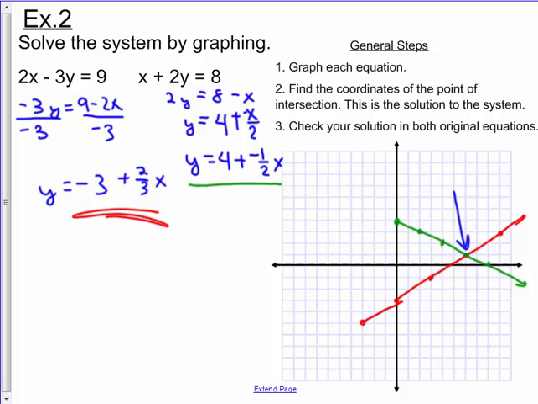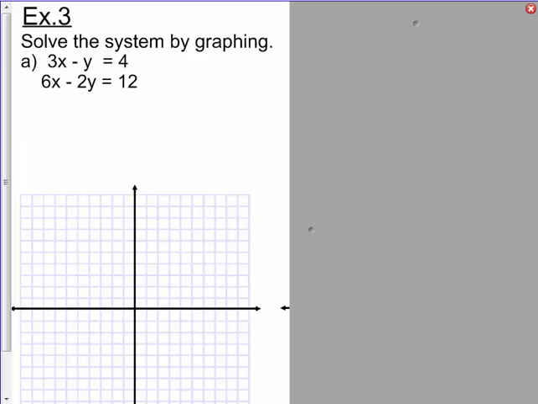So I find that (6, 1) is going to be the solution. It works for both of them. So now I'm going to do the same thing with example 3. I'm going to solve for y and graph it. Are there other ways to graph it? Sure. For me, I'm going to always get it in y equals form.